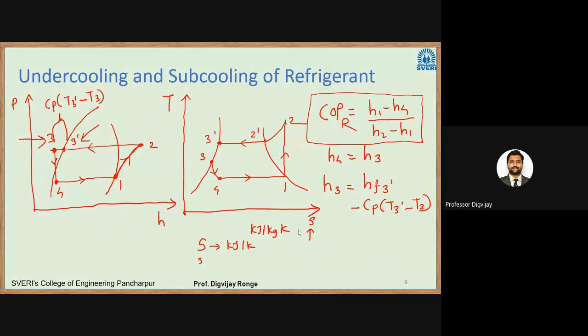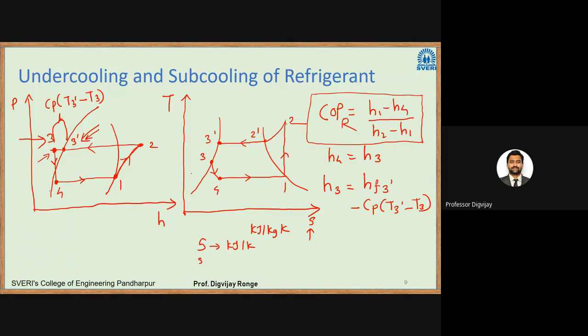Next, last time we had undercooling or subcooling of the refrigerant. Subcooling means cooling the refrigerant below its saturation temperature. The saturation temperature for liquid is point 3 dash on the diagram. If I cool further below, I will get point 3. That is the subcooled refrigerant.